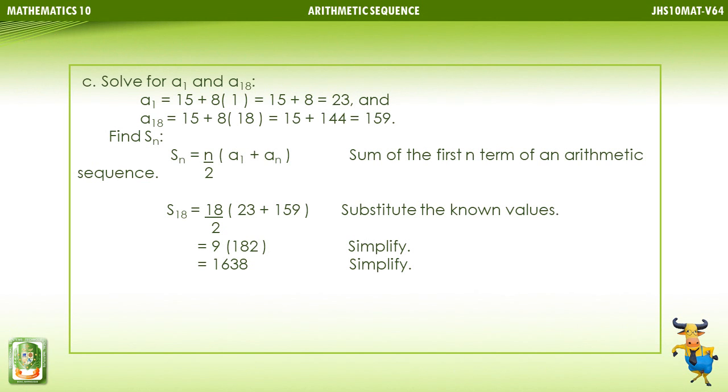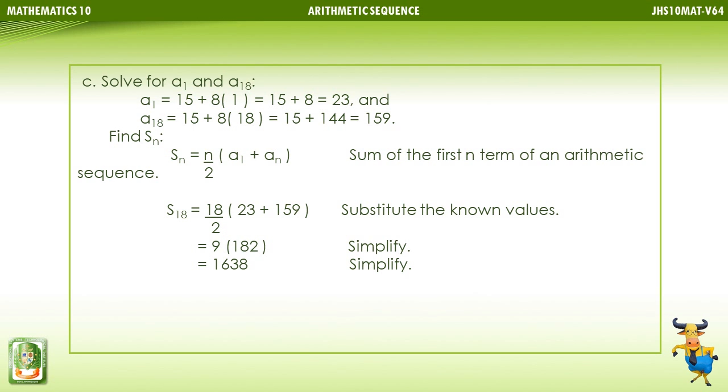C. Solve for a sub 1 and a sub 18. A sub 1 equals 15 plus 8 times 1, equals 15 plus 8, equals 23, and a sub 18 equals 15 plus 8 times 18, equals 15 plus 144, equals 159.